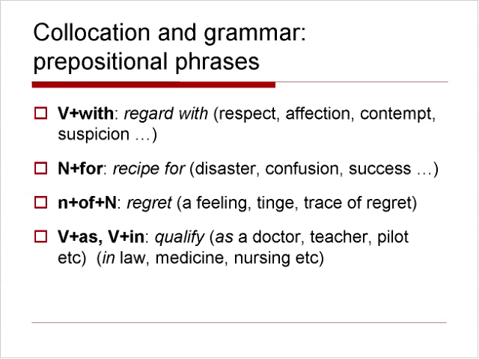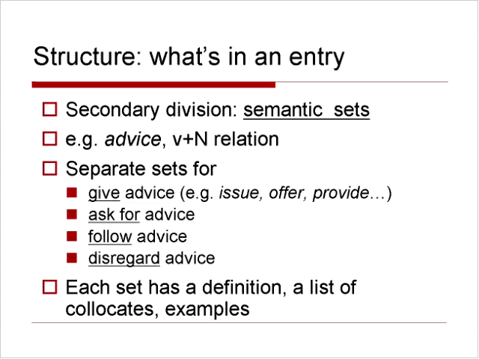The other, we'll go over that. And then the secondary division is into semantic sets, because if you get a word like advice, and you have this relationship where there are verbs that go with advice, you can actually divide them up into different sets, like words that mean giving advice, words that mean asking for advice.